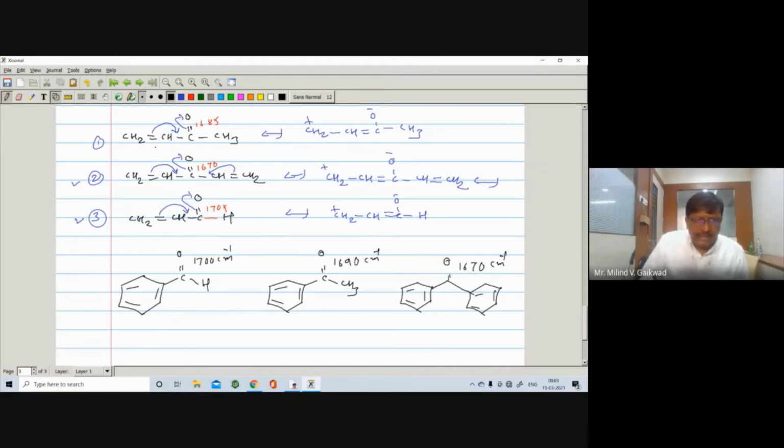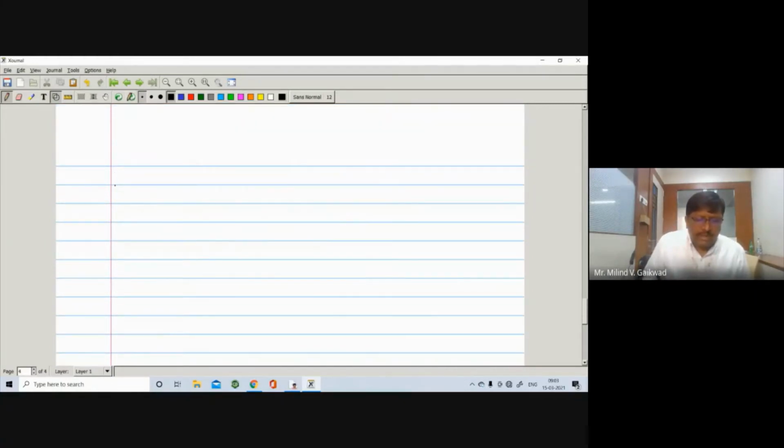Similarly, we can take another example. For example, suppose you have a carboxylic acid, that is R-C=O, here is the O and H.